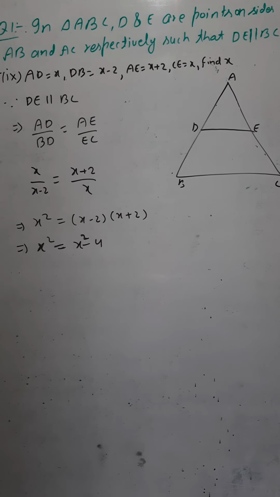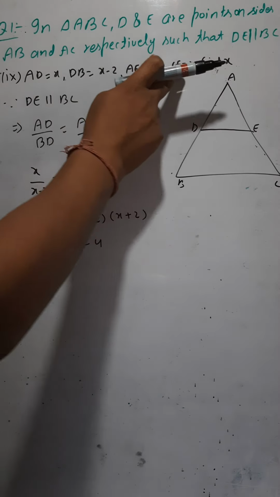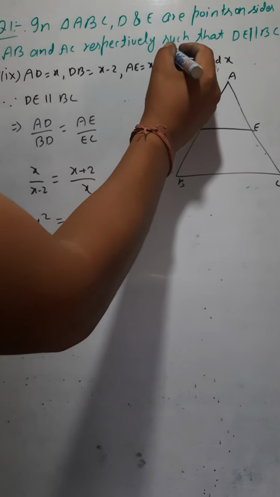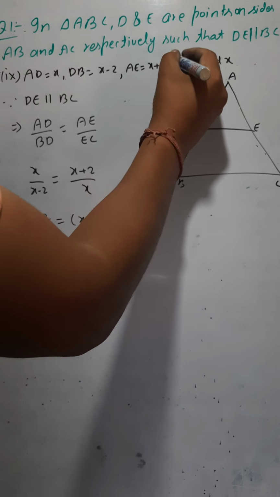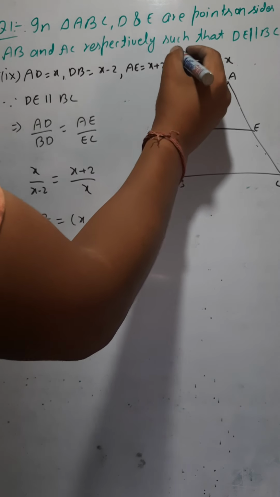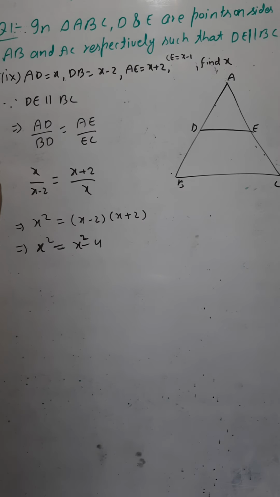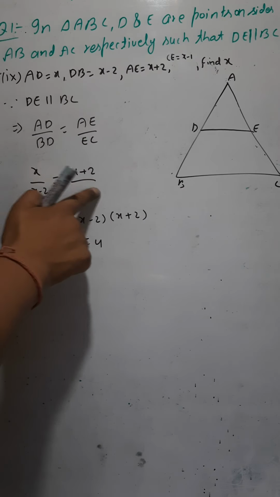I think there is some problem in the question here. Okay, let me check it. Okay, yeah, I got it. CE is not X. CE is rather X minus 1. Let me write it correctly. X minus 1. Now put the values. So this would be X minus 1.